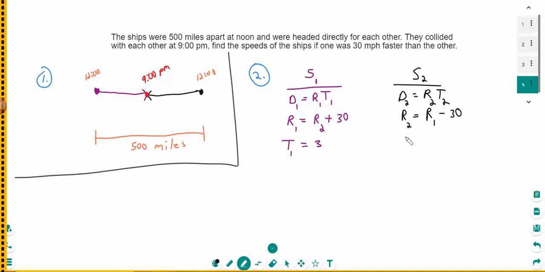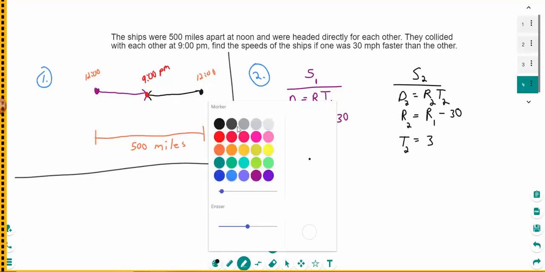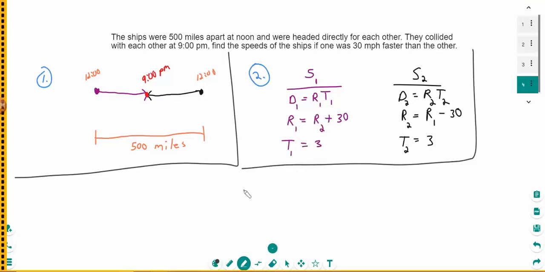Then what about the time? The time is actually the same, right? Because they both started at noon and they collided at 9. So the time is still 3 hours that he was sailing. All right, so there's all of our information for ship number 2. And that really finishes up step number 2, right? Because that's all the information. Now we need to look at some equations. So what are we going to do?